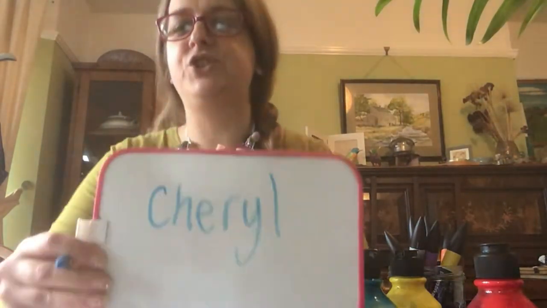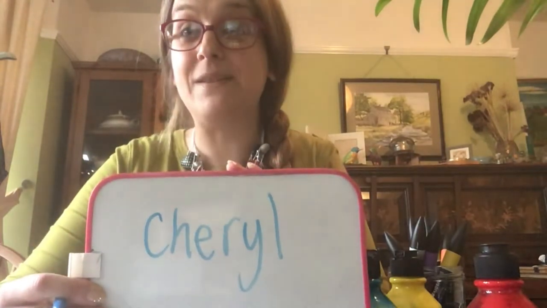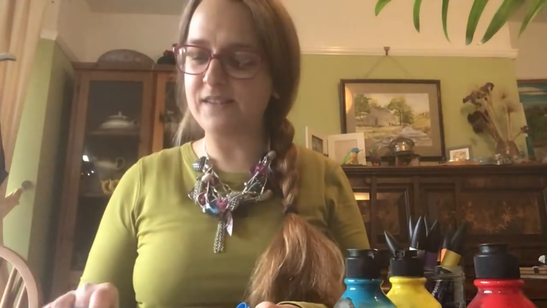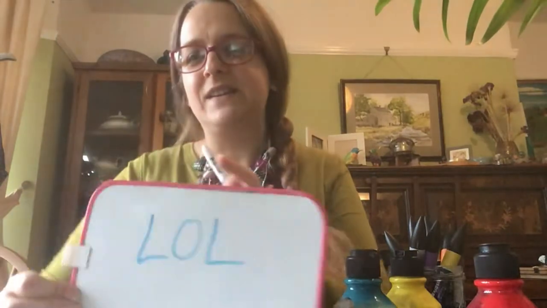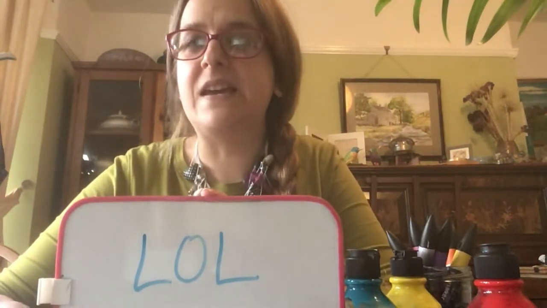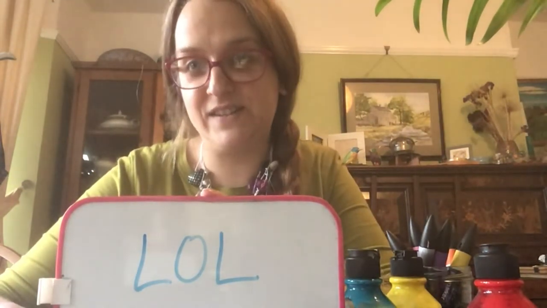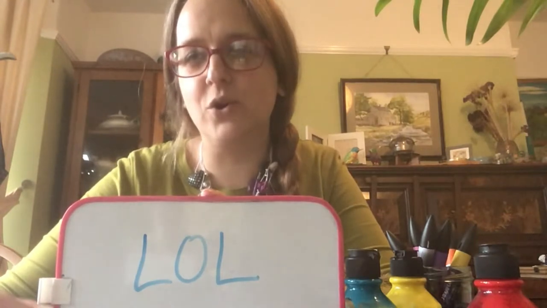And letters are also symbols. Now, my name is Cheryl. So these shapes represent me. They represent letters, and together they represent a name, and that name represents me. We also have to be careful how we use these as well, because sometimes we might use an acronym. Now, an acronym is when we use the first letters of words rather than writing out the whole word.